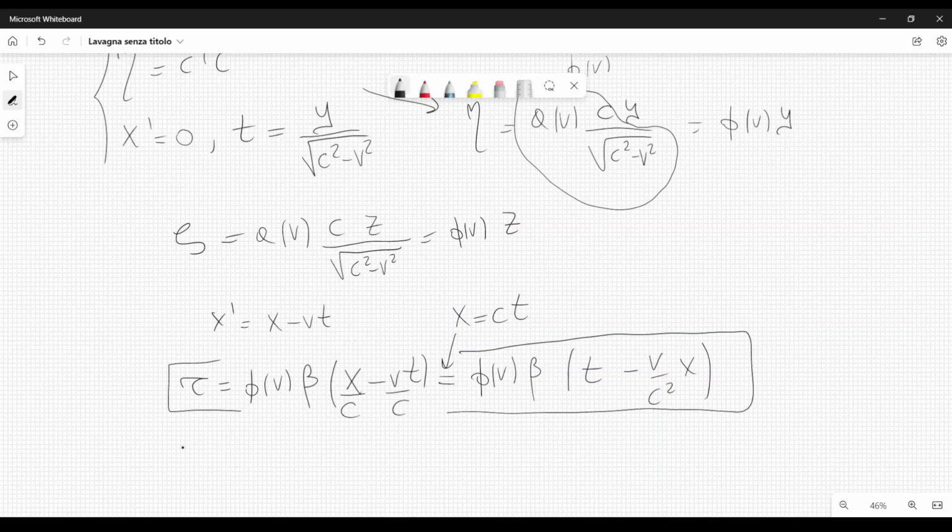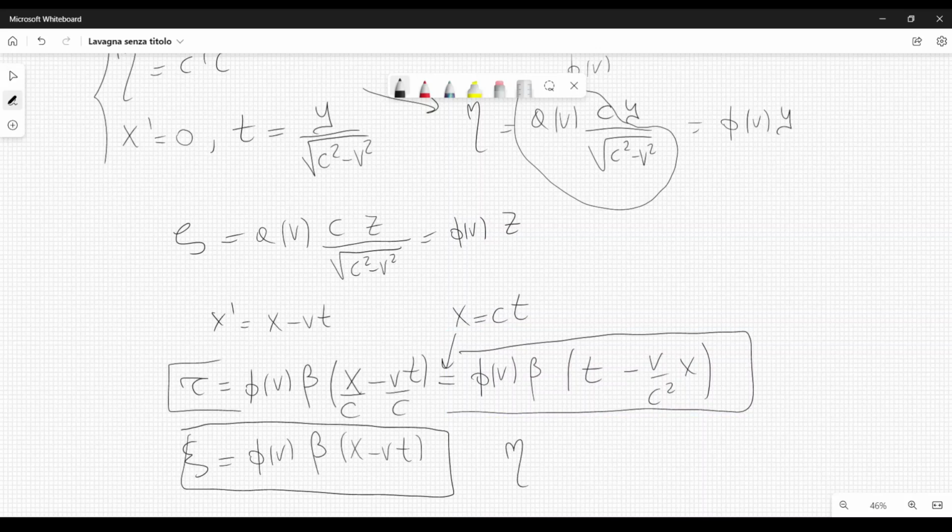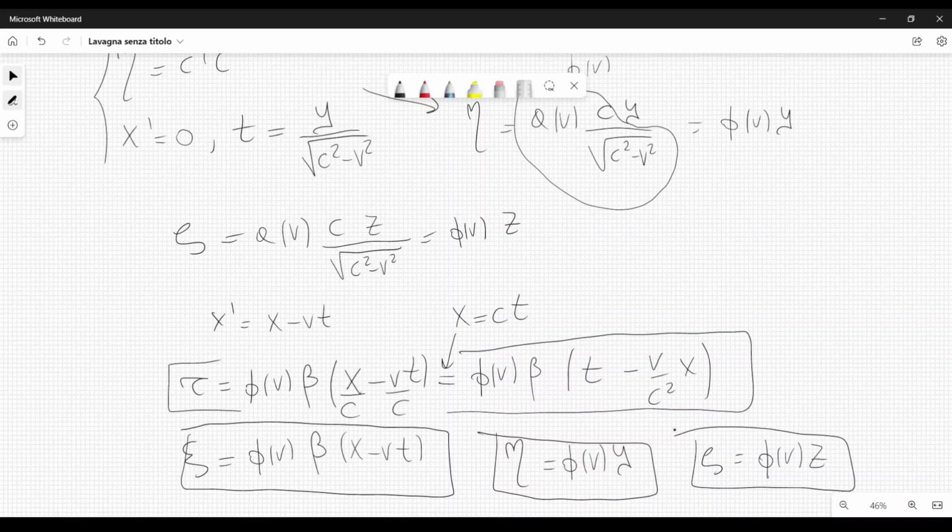Then we have the equation for xi, which is simply this one multiplied by c, so we can rewrite this as phi of v beta times x minus vt, like this, and then we have eta equal to phi of v times y, and we also have zeta equal to phi of v times z, like this.